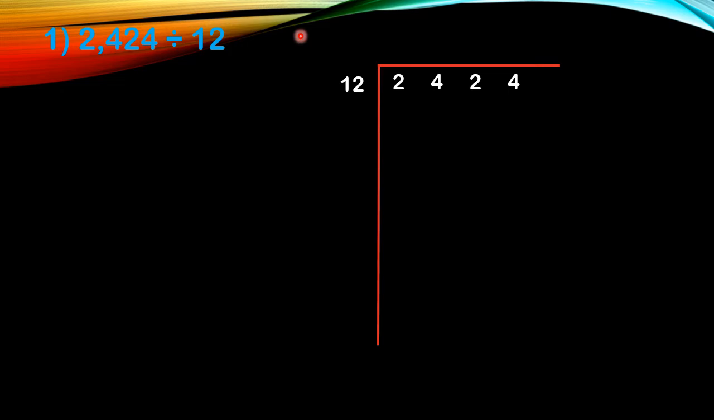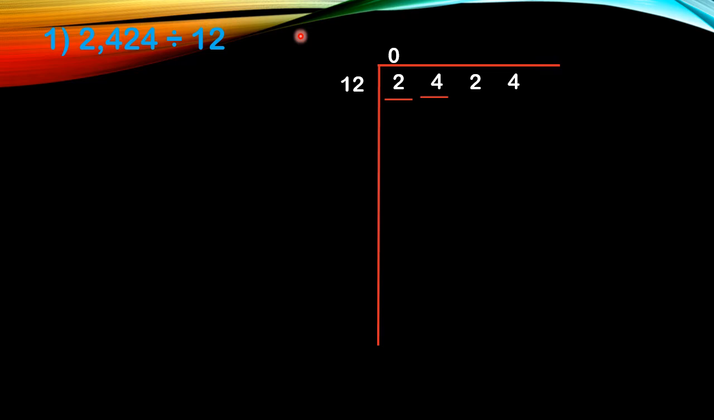Okay, first we have to consider the first digit 2. 2 is less than 12, isn't it? So 12 doesn't go into 2. So we have to consider the next digit also. Before that we have to put 0 in the quotient. Then we have to consider the next digit, that is 24.